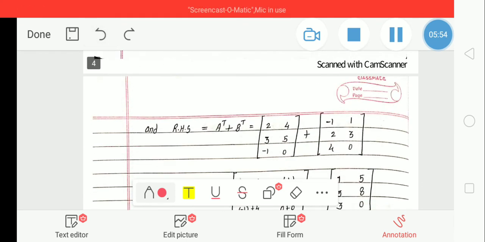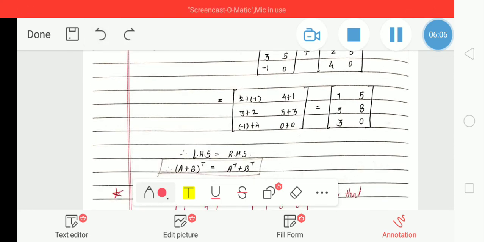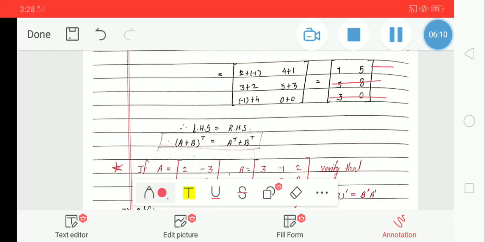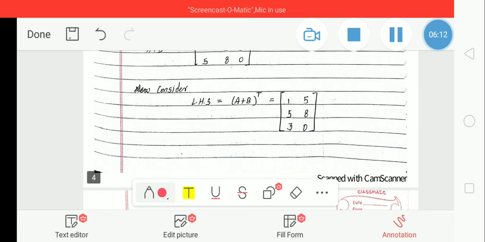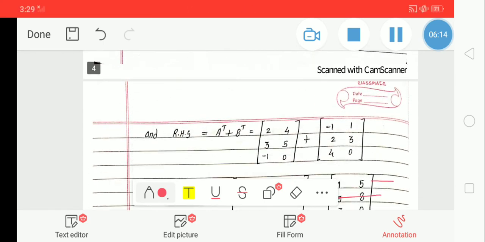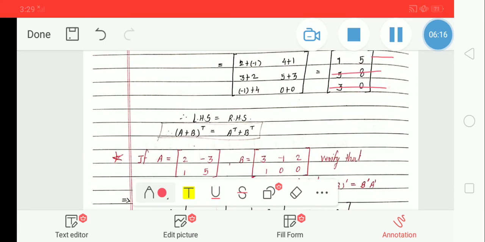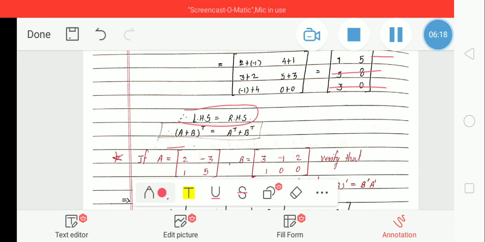Now take the RHS, which is A transpose plus B transpose. We have found the transposes of A and B, so now the addition of both transposes. So we get 1 5 5 8 and 3 0. So this is the same. 1 5 5 8 and 3 0 are both equal. So LHS is equal to RHS. So (A plus B) transpose is equal to A transpose plus B transpose.